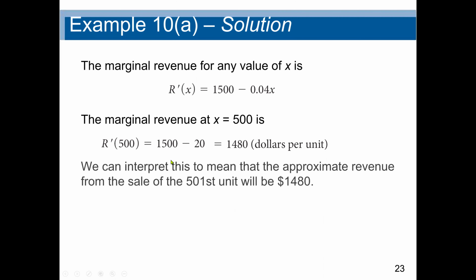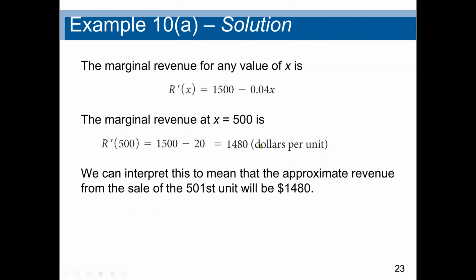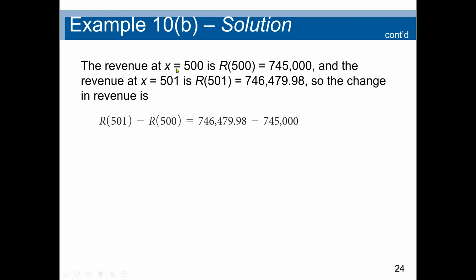Now B, the answer here means we can interpret this to mean that the approximate revenue from sales of the 501st unit will be 1480. So the same concept here. This time we find the revenue. We use the actual function, you can see that we are not using the derivative. But when we do that, we should get the same answer.